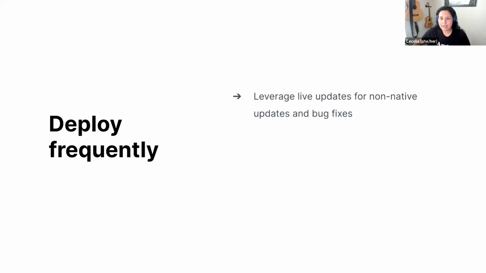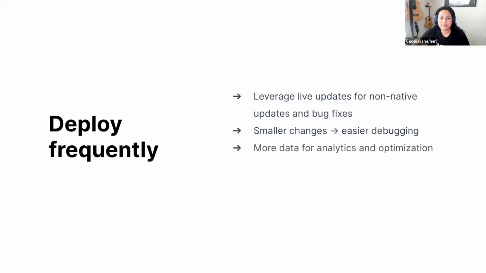You can also leverage live updates for non-native updates and bug fixes. This allows you to push updates to HTML, CSS, and JavaScript in your app without going through the App Store approval process. Because the smaller that your changes are, the easier it is for debugging. And it also gives you more data for analytics and optimization. The more frequently that you deploy, the more frequently you can identify areas where you can improve performance, improve your build times, anything that you can do to optimize.